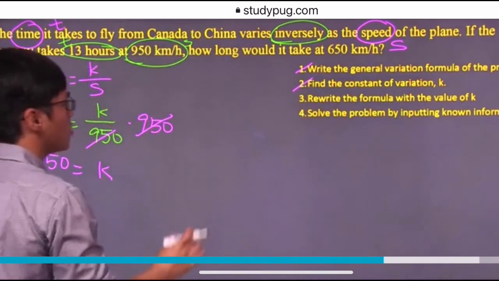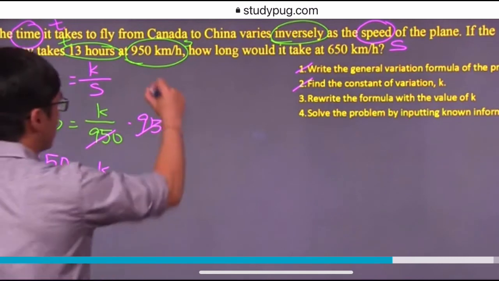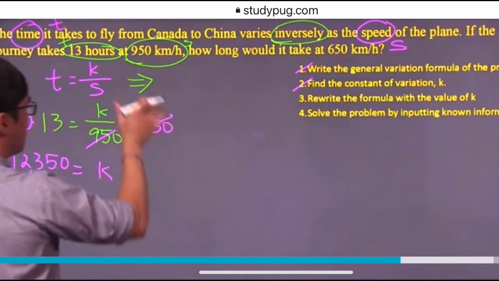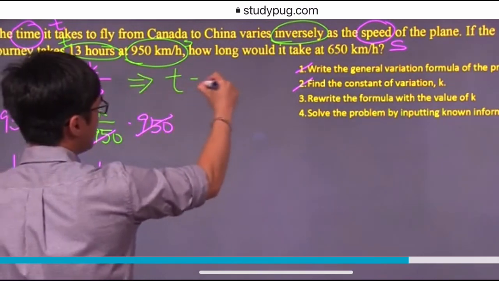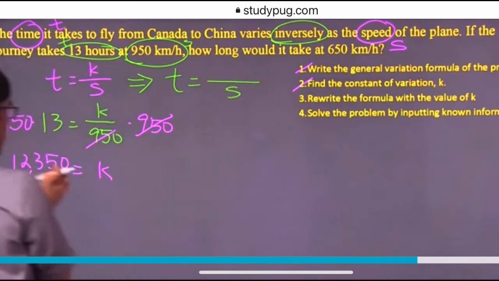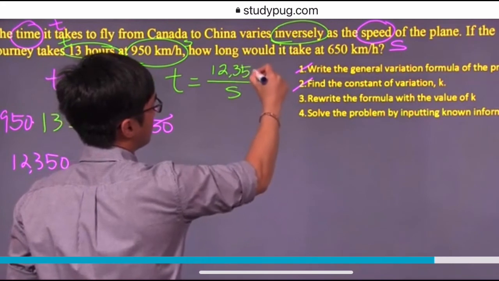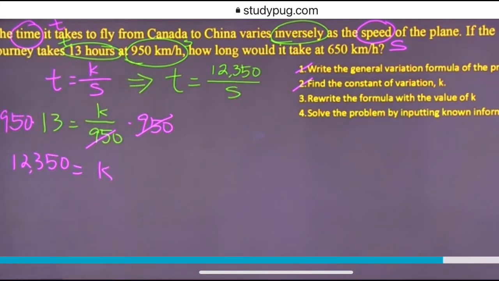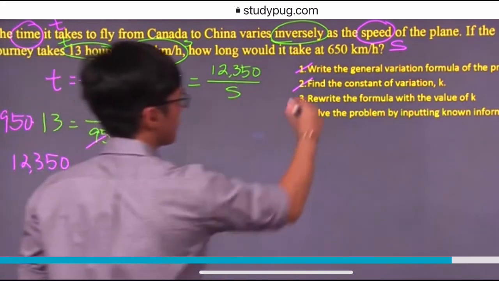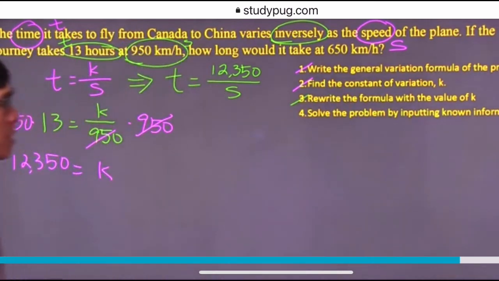Step 3, we want to update the formula using the answer for k. So updating it, we will have t equals, k is now 12350, so we have 12350 over s. That's our updated equation. Cool. Last one, step 4. Solve the problem by inputting the known information.